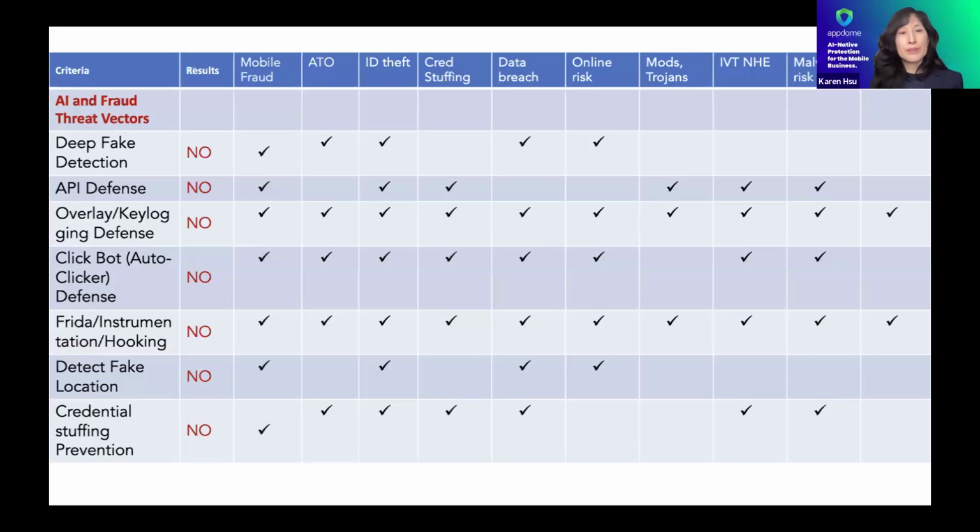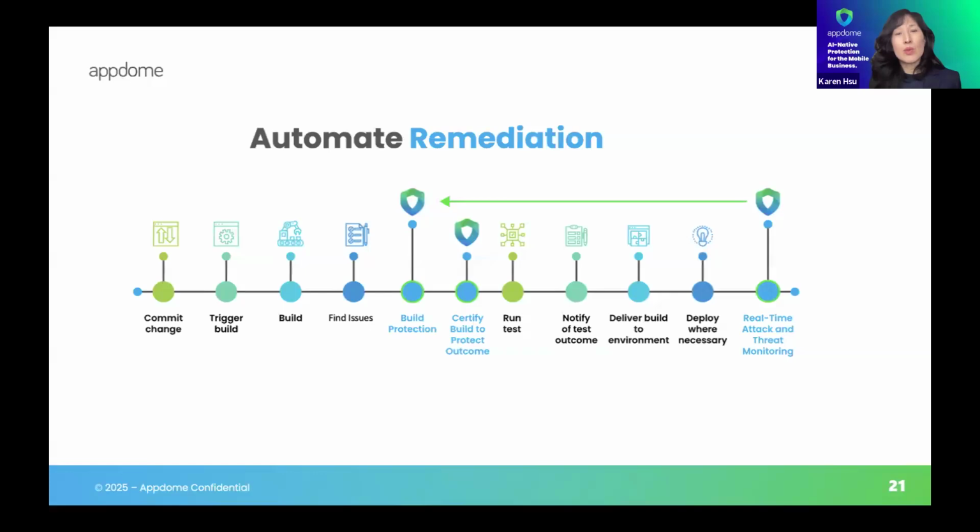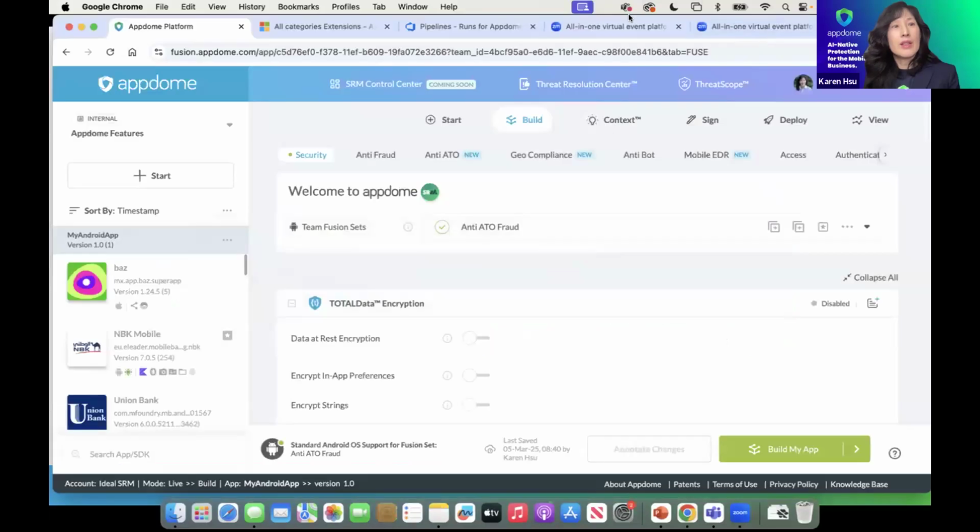So what's needed is a way to automate remediation, because there are so many different defenses that are required. There are so many attacks coming in, faster and more sophisticated than before. And so the way to build in these protections in an automated way, to automate this remediation, is by using Appdome. And so what I'm going to do is show you how this platform works.